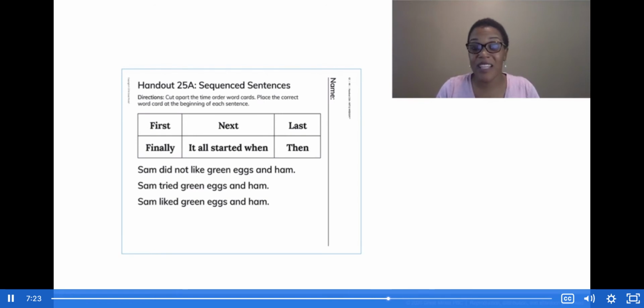Okay. Let's review the time order words that are on the handout or on the screen if you're following along there. You'll see first, next, last, finally, then. And you'll also see it started when on your handout. That's just a sentence starter to help you with your retell. Okay, let's look at some of the sentences now. Sam did not like green eggs and ham. Sam tried green eggs and ham. Sam liked green eggs and ham.